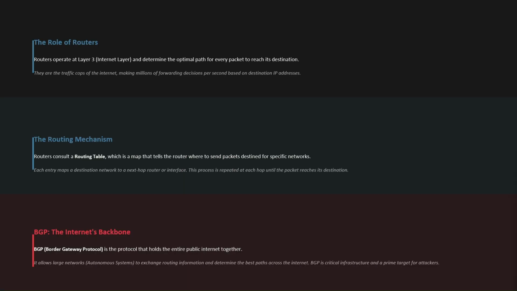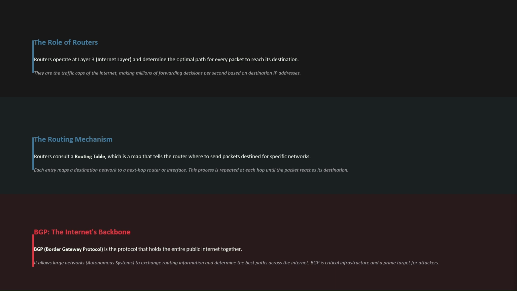Next, we move to routing. If IP addressing is the where, routing is the how to get there. Routers are the traffic cops of the internet, operating at layer 3, and their job is to determine the most efficient path for every packet. They do this by consulting a routing table, which is essentially a map that tells the router to get to this network, send this packet to the next hop router. This process happens millions of times per second.